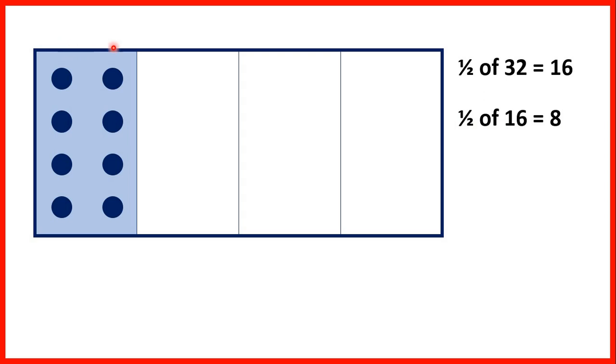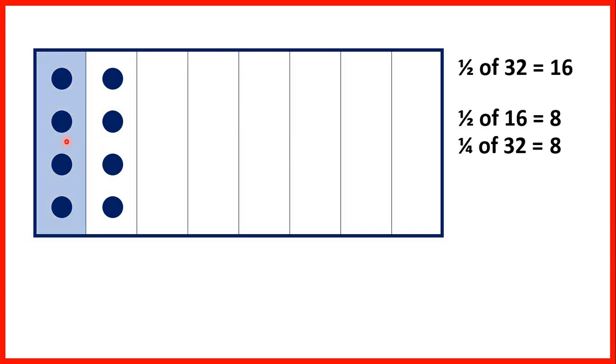But notice the whole fraction bar. We now have 1/4 shaded. There were 32 circles in our fraction bar to start with, so we've shown here that 1/4 of 32 is also 8, because to find 1/4, you can find 1/2 and then find a half again. So now we have 8 circles.